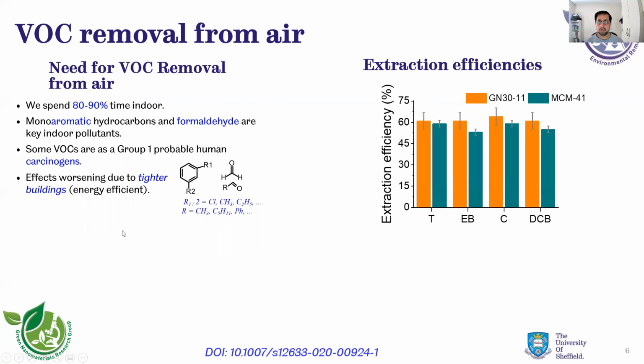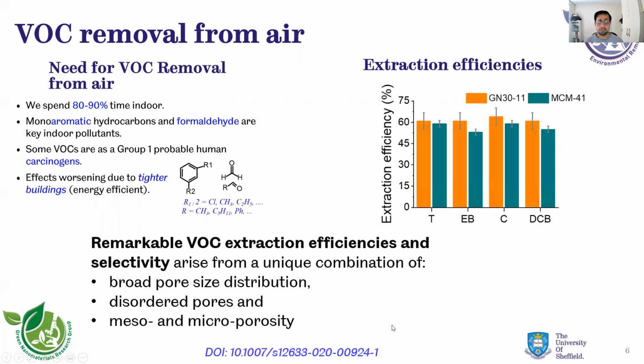So briefly looking at some of the results, the extraction efficiencies of these materials for toluene, ethyl benzene, cumene, and dichlorobenzene were studied, and they're extremely high, especially when compared to a benchmark mesoporous material called MCM41. So we have found out that these remarkable extraction efficiencies and selectivities arise from a unique combination of porosity, in particular pore size distribution, the disordered nature of the pores, and the availability of meso and micropores for transport and adsorption.